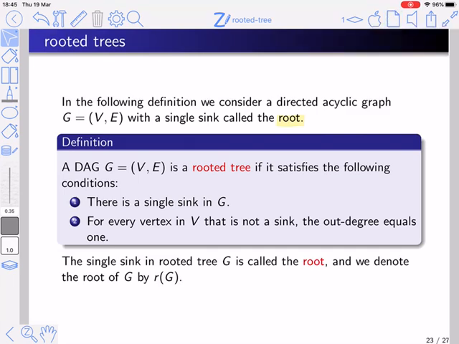Let us define what a rooted tree is. Let G denote a directed acyclic graph. We say that G is a rooted tree if it satisfies two conditions. There is a single sink in G, and for every vertex in V that is not a sink, the out degree equals 1. The single sink in a rooted tree is called the root, and we denote the root of G by R of G.